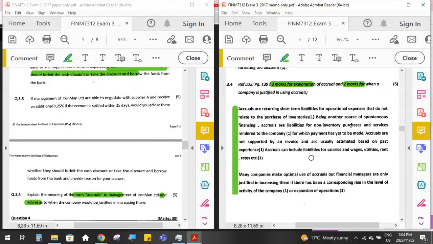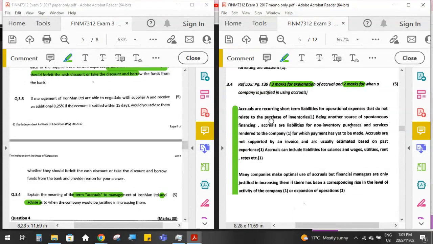Accruals can include liabilities for salaries and wages, because again, remember, salaries and wages, we often pay in arrears. We've incurred the cost in the month of January, but we're only going to pay the wages at the end of the first week of February, or the salary, if it's paid in arrears, will only be paid at the end. Whatever the services we received in January, we will only pay at the end of February. Utilities, rent and rates, etc., all kinds of different expenses could be accrued.